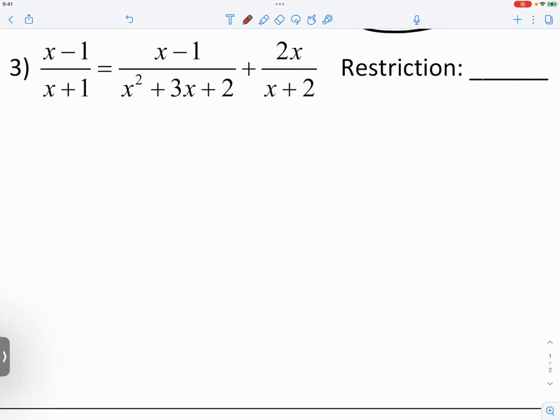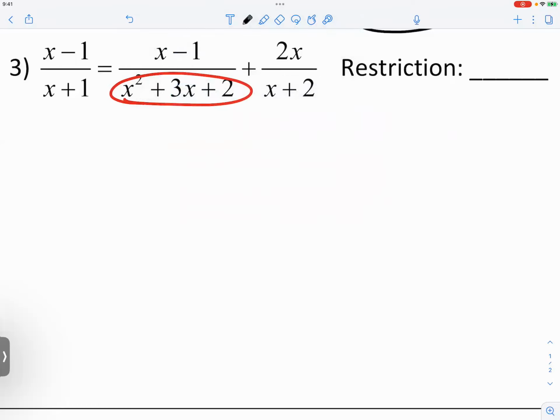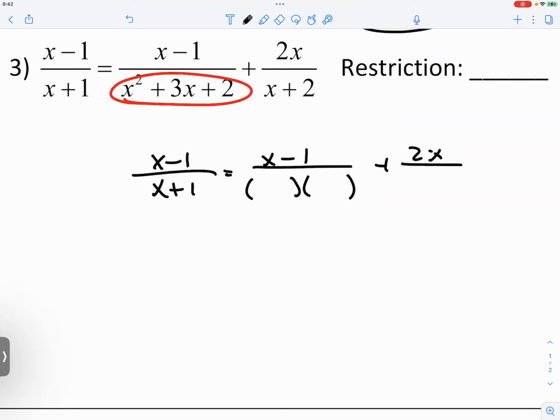So for number 3, we are pretty much doing the same thing, except that this looks pretty massive. Let's go ahead and do something about it so that we can have a better view of what's going on. And if we want to write down the restrictions, we really want to factor this part out so that we can clearly see what the restrictions are.